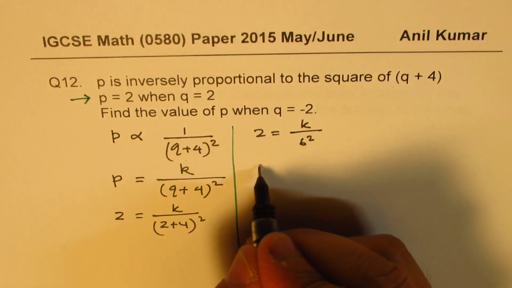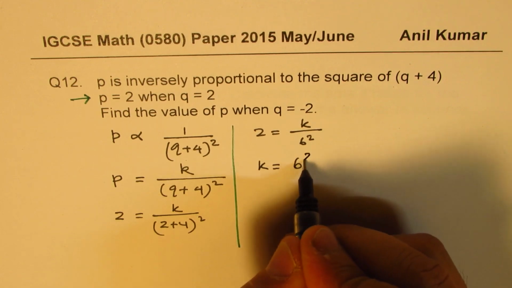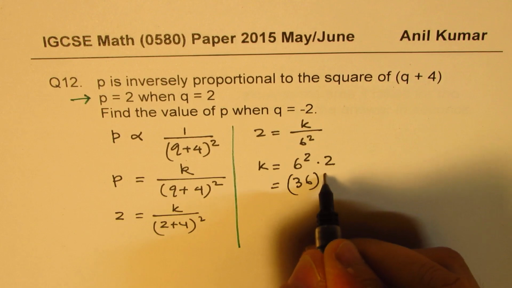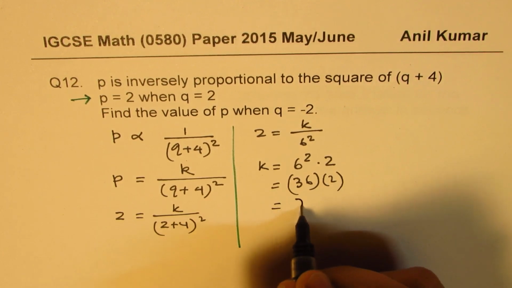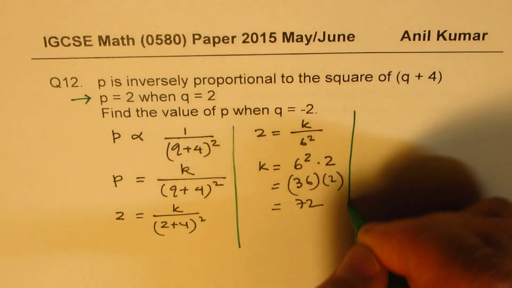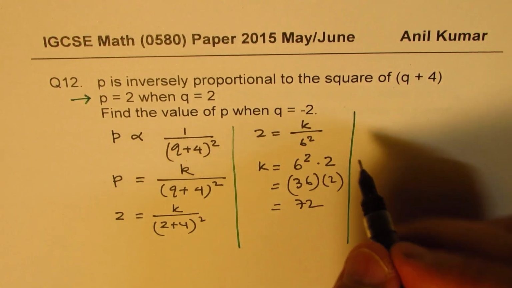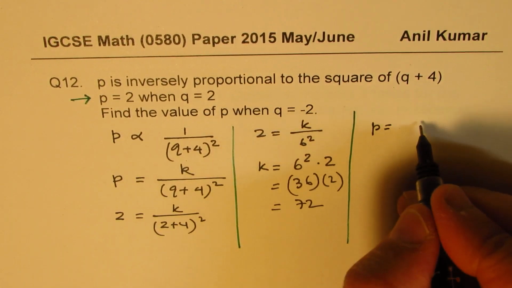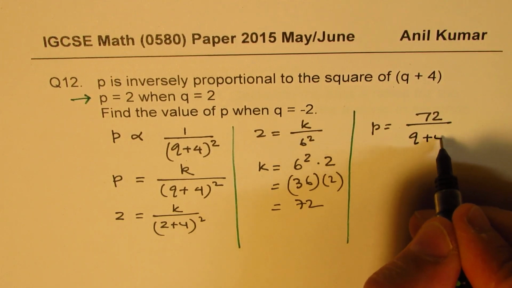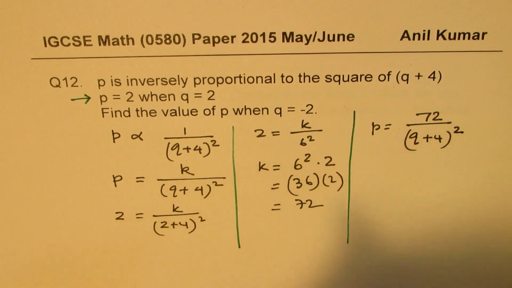So that implies K is equal to 6 square times 2. 36 times 2, which is 72, right? So K is 72 for us. Now we know how they are related. So P is equal to 72 over Q plus 4 whole square.